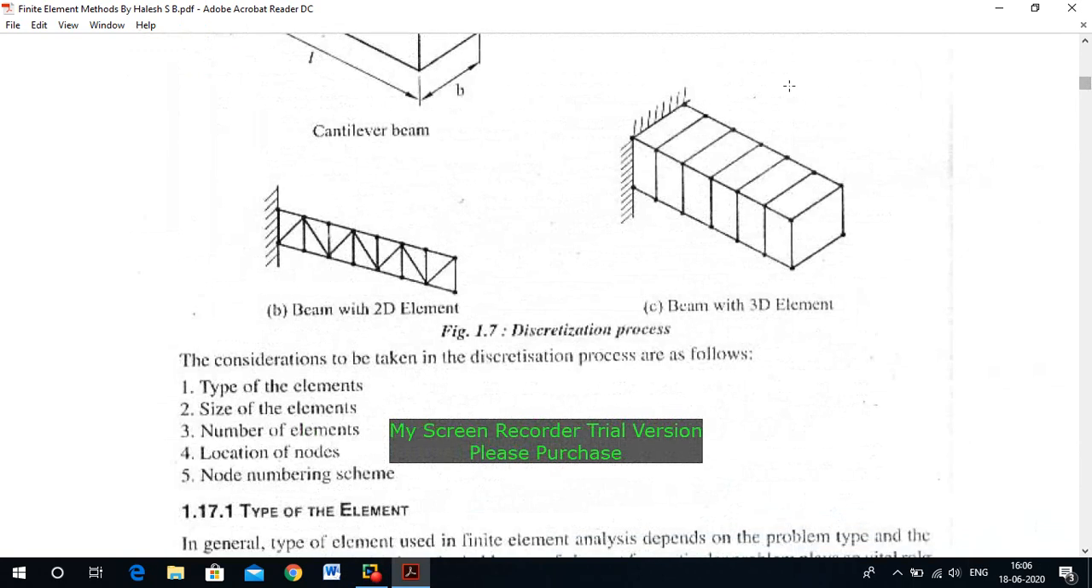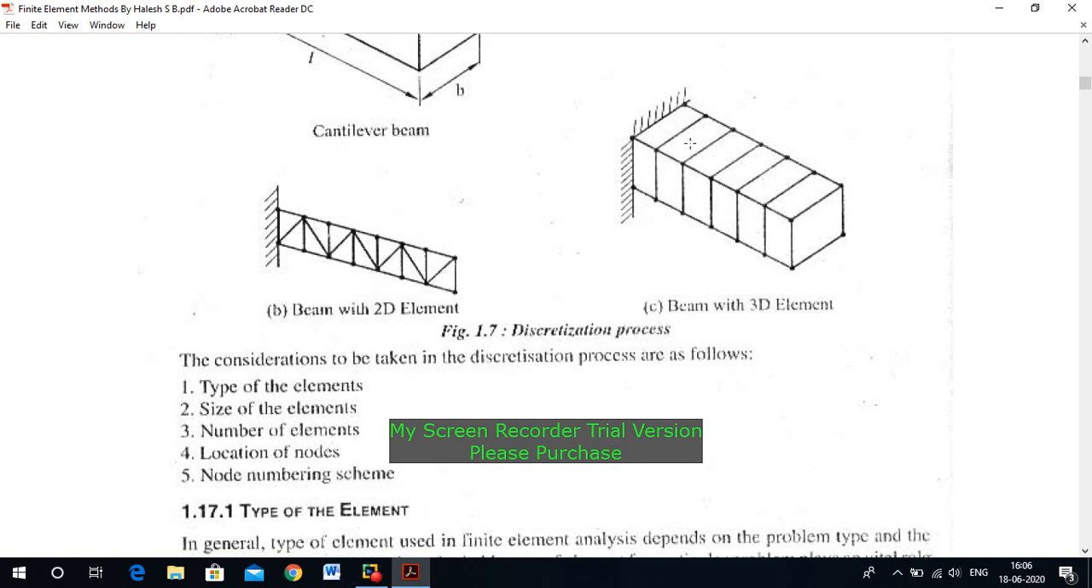And after that, the considerations to be taken in the discretization process. If you want to solve any type of complex problem in the engineering field, take the geometry of the given problem. You have to discretize.